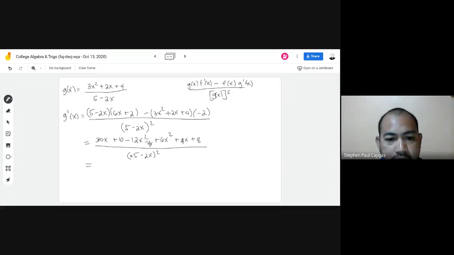Okay, so I will be continuing the simplification. I'll give you credit for that, Jotham Abilar. So the 4x cancels. Then 6x squared minus 12x squared becomes minus 6x squared. Then plus 30x. Plus 10 plus 8 is plus 18. All over (5 minus 2x) squared.